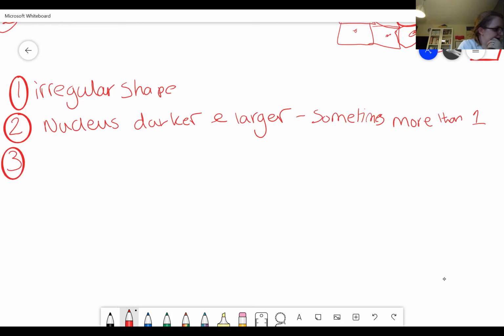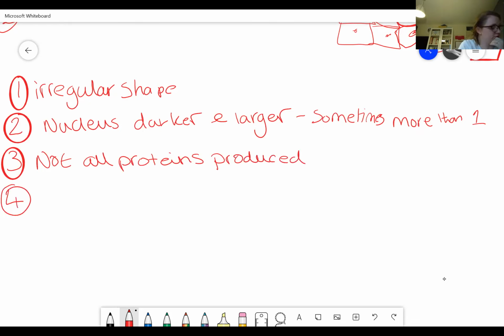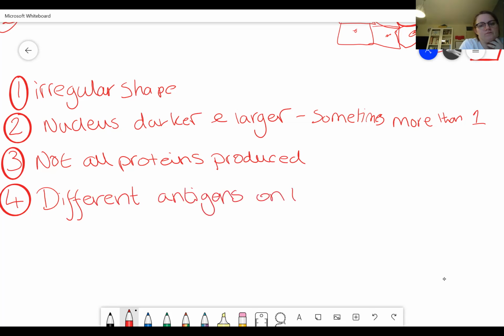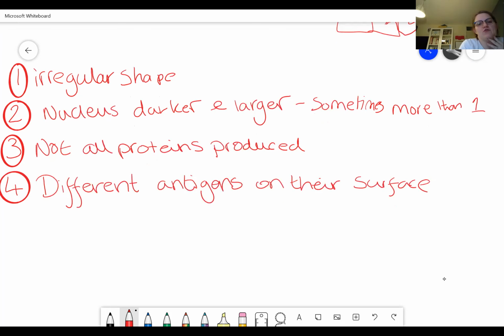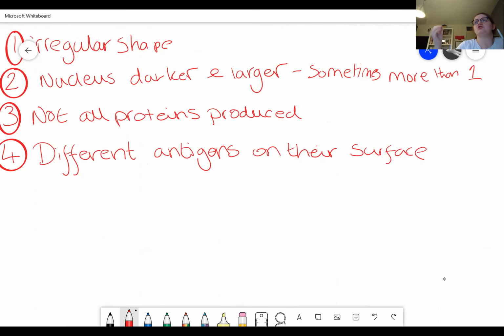The third thing, they don't produce all the proteins needed to function properly. So not all proteins produced. The fourth difference between tumor cells and normal cells is they have different antigens on their surface. That's actually quite useful. When people are looking into new ways to try and combat cancers, if we've got different antigens on their surfaces, maybe there's a way we can target those cancers to get rid of them, rather than, for example, in chemotherapy, affecting all the cells in those areas. So that's where personalized medicine starts coming into it.